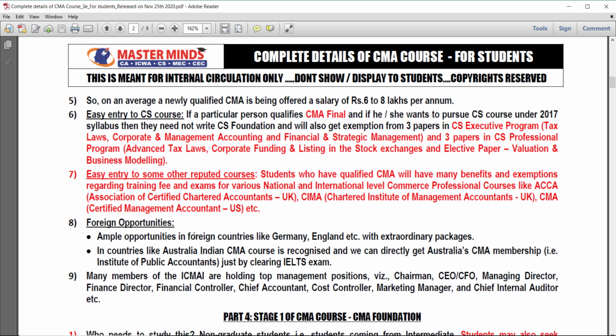And one more important thing. If you qualify the CMA course, and if you want to pursue the CS course, then you need not write CS Foundation, and you will be able to get exemption in three papers each in CS Executive and CS Professional also. And you can even gain easy access to some other reputed national and international courses like ACCA, US CMA. You will be able to claim many benefits and even exemptions regarding training fees and exams once you qualify CMA, if you are interested to join these types of foreign professional courses.